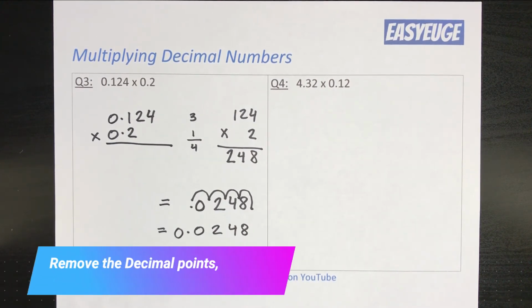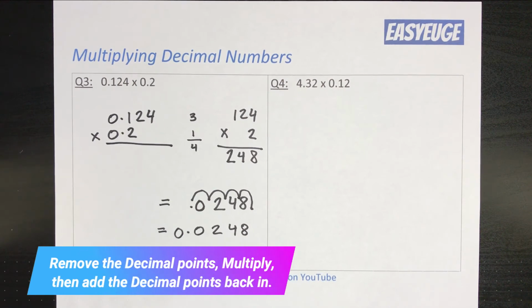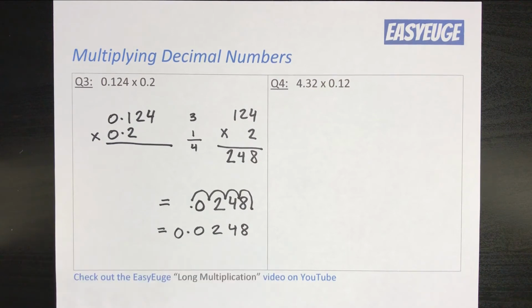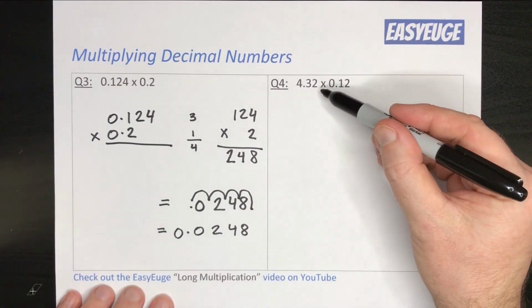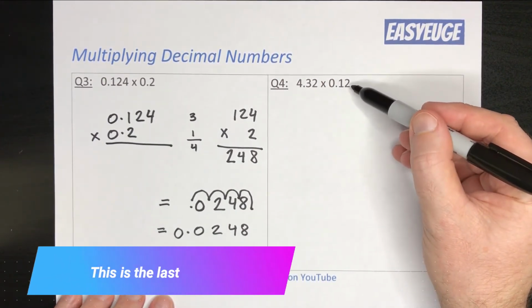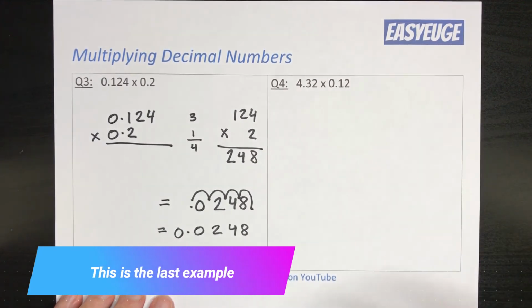It's a super tricky question, and this is a great method to help you multiply decimal numbers by making the decimal numbers easier at the start. You do your multiplication and then you add your decimal places back in. The next example is 4.32 multiplied by 0.12. So let's write this down.